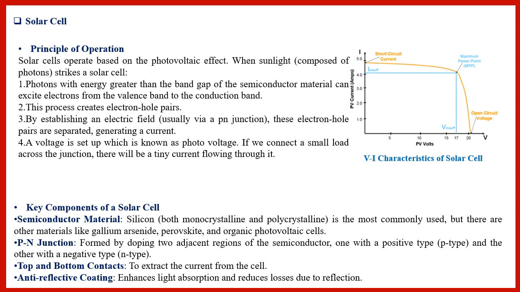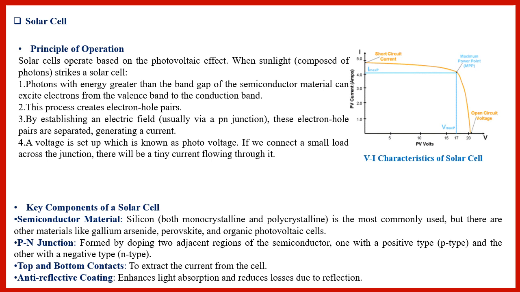So the key components of a solar cell: solar cells are made up of silicon, both mono and polycrystalline, which is the mainly used material for making the solar cell, although other materials are also being used like gallium arsenide, perovskite cells, which are the most researched materials these days, and organic photovoltaics. The p-n junction is formed by doping two adjacent regions of the semiconductor, one with the positive p-type and another with the negative n-type.